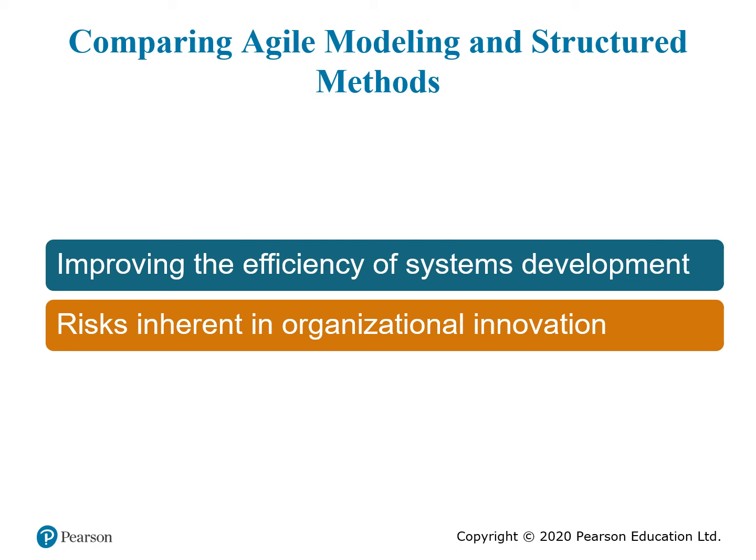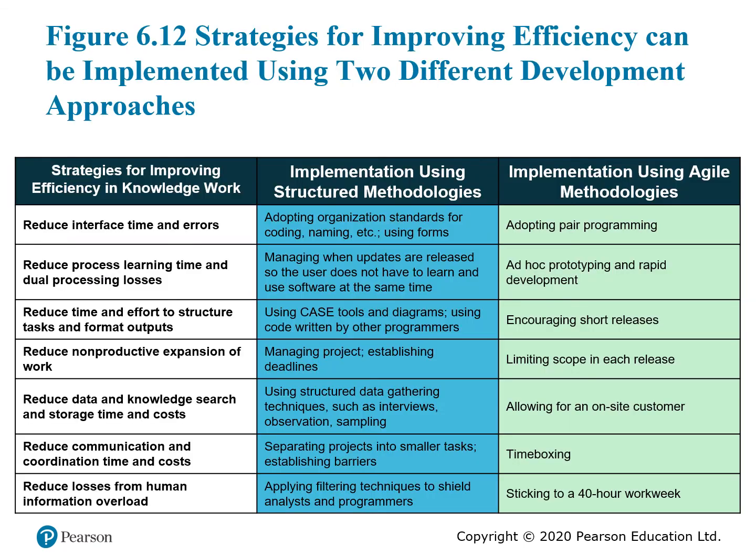Let us now compare agile modeling and the structured methods. We will compare them in two different aspects. One is improving the efficiency of system development, so we'll compare the seven strategies that can improve the efficiency of knowledge work between agile modeling and the structured methods. And also we will discuss the risk inherent in organizational innovation.